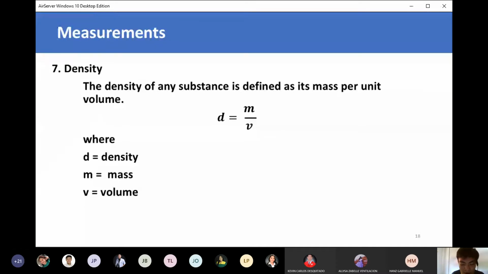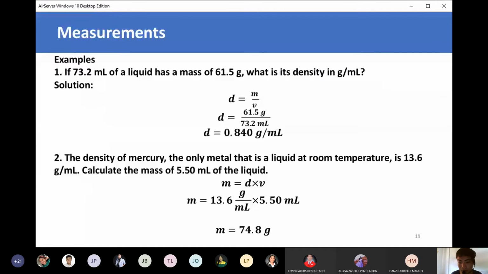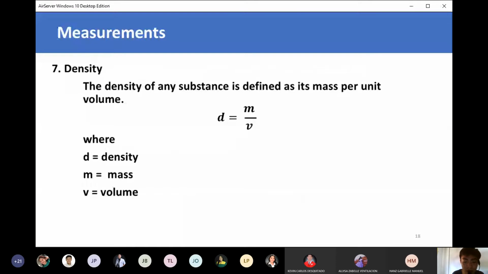Okay, so let's proceed with some examples. Then I will give you some more examples for us to solve. Okay, so by the way, bago tayo pumunta dyan, I will show you the triangle of life. The triangle which I use in calculating density and all other stuff, because I find it easy to derive equations from this.